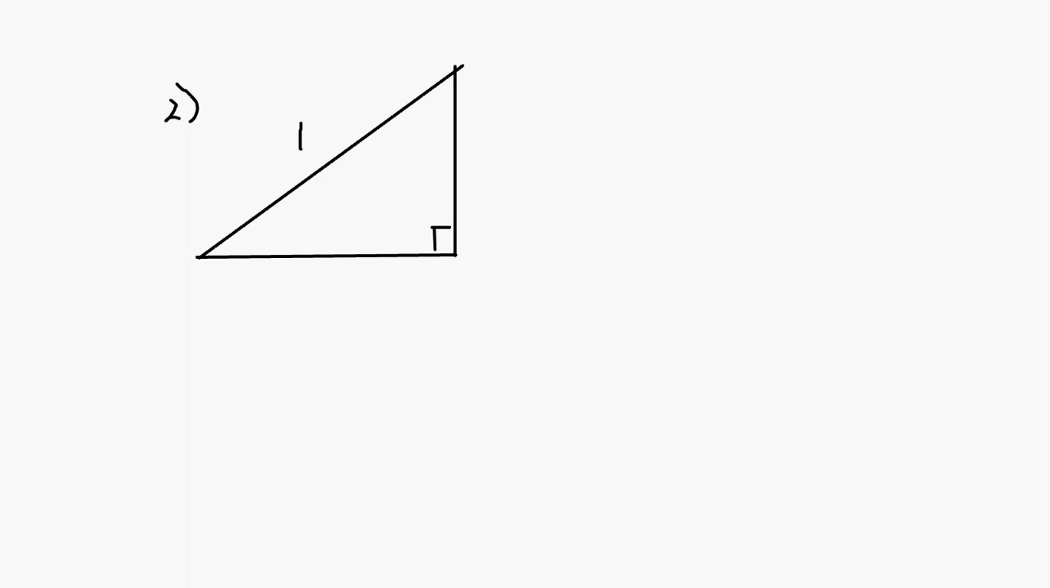Number 2, another right triangle, but in this case you are finding the leg. You're given the hypotenuse. So the hypotenuse is 13, one of the legs is 10. You're looking for the other leg. So label the sides again. A, B, and C.